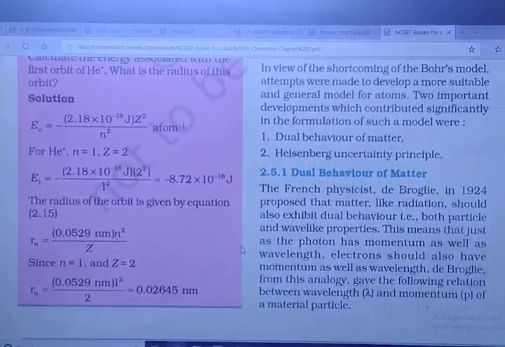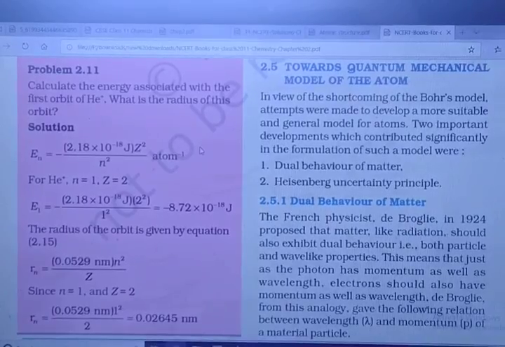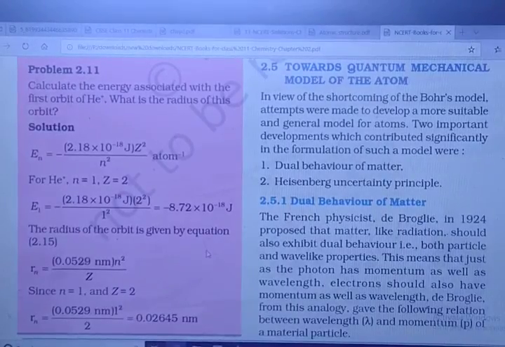Just suppose in your mind, if there is a question about lithium 2+, lithium atomic number is 3, so the value of Z will be 3 and n will be 1. Why? 2+ means total 1 electron. The 1 electron will be in the first orbit, so you can take that.